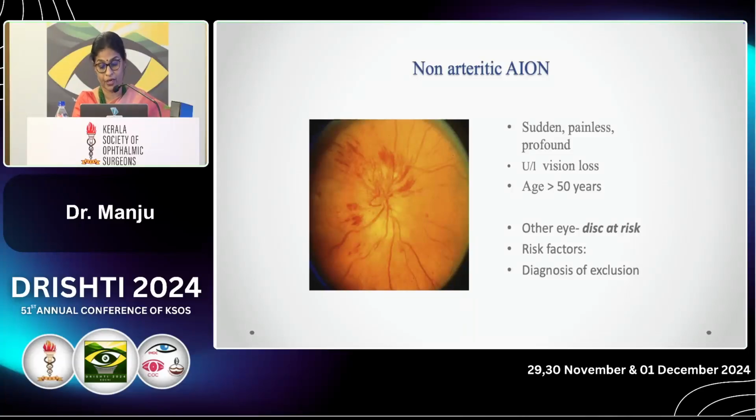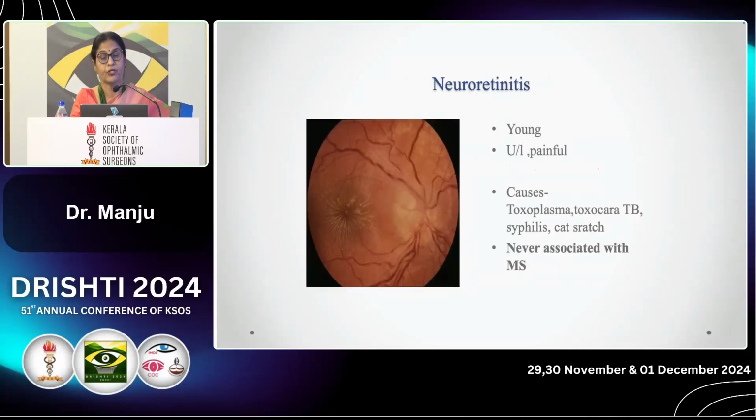The systemic risk factors associated with this are hypertension, diabetes, dyslipidemia, a nocturnal drop in blood pressure, or an obstructive sleep apnea. In the young, hyperhomocystinemia is an important cause. You have to control all that to prevent involvement of the second eye.